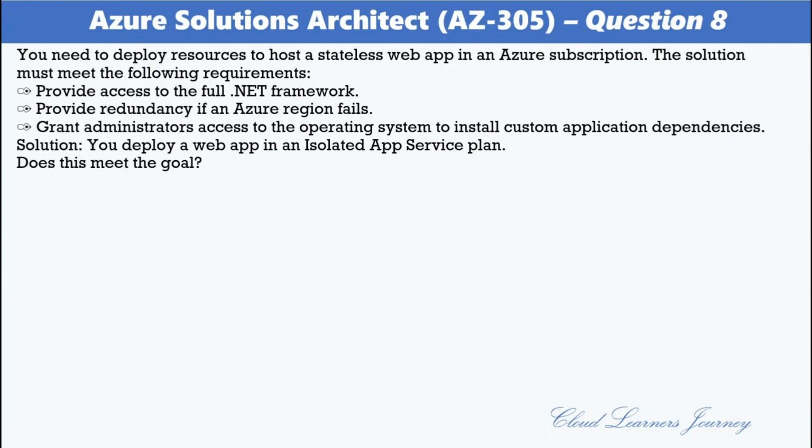Does this meet the goal? Options are A, yes, B, no. Correct option is B, no. The right solution is to deploy 2 Azure virtual machines to 2 Azure regions and create an Azure Traffic Manager profile.